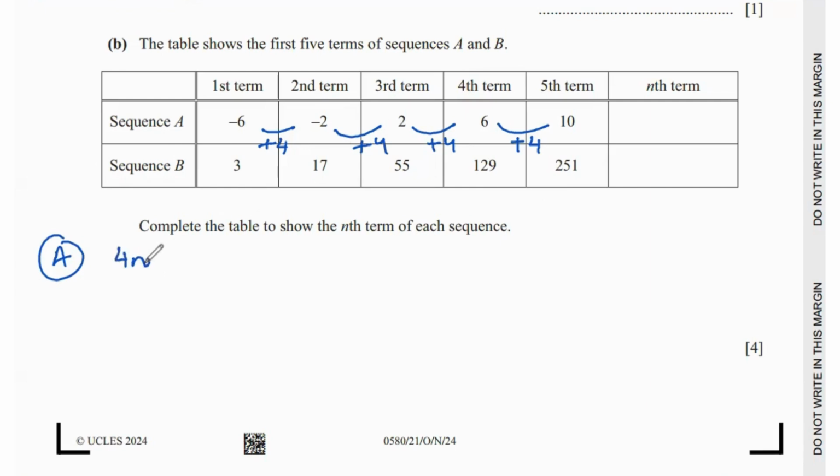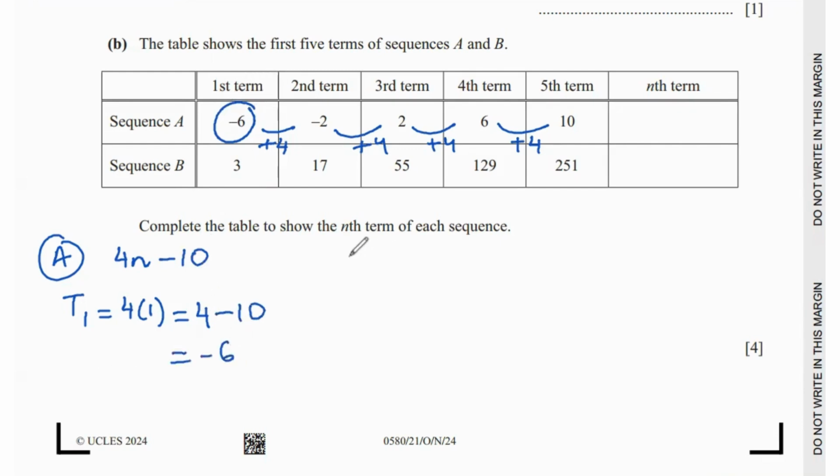So 4 times n. Now, if we assume that 4n is our nth term, and we try to find the first term from 4n, so that's going to be 4 times 1, which gives us 4. Now, we can see that the first term is -6, not 4. Hence, to turn 4 into -6, we need to subtract 10 from it. So that gives us -6.